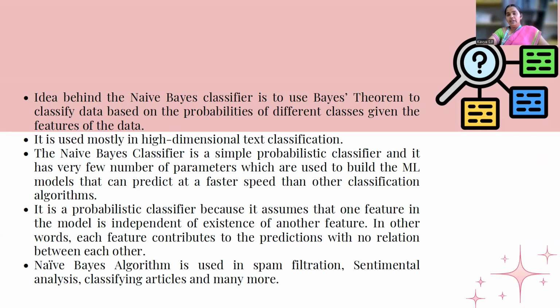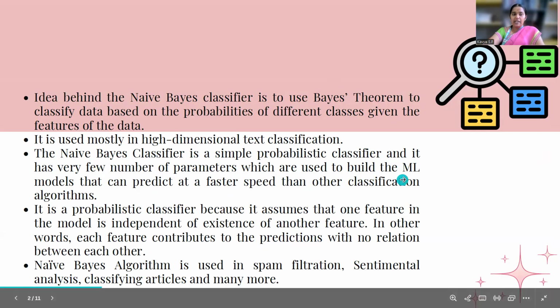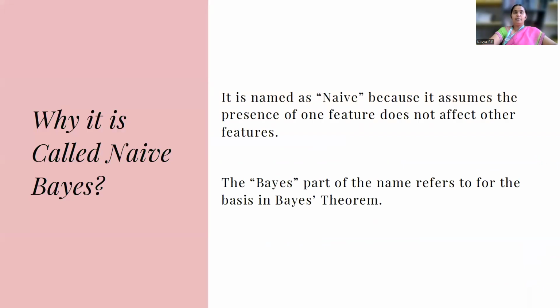In today's topic, I have used naive Bayes to explain only the classification. In real-time examples, it is used to identify whether an email is spam mail or not, to do sentiment analysis, and to classify articles, the type of article being published in a newspaper.